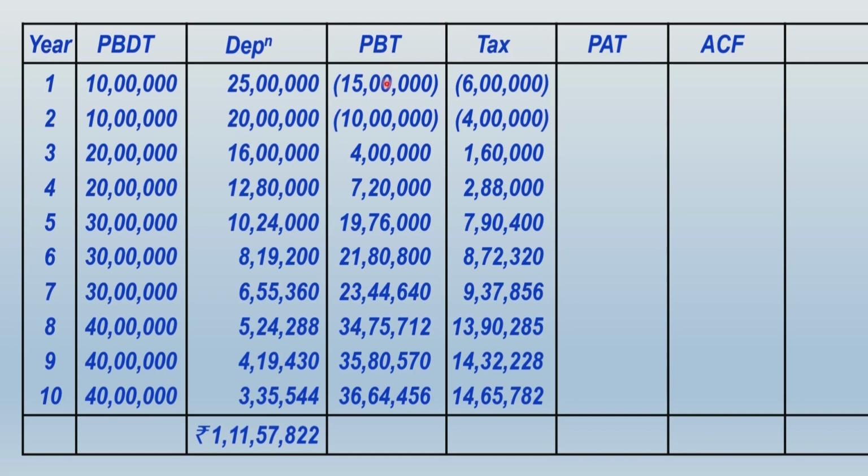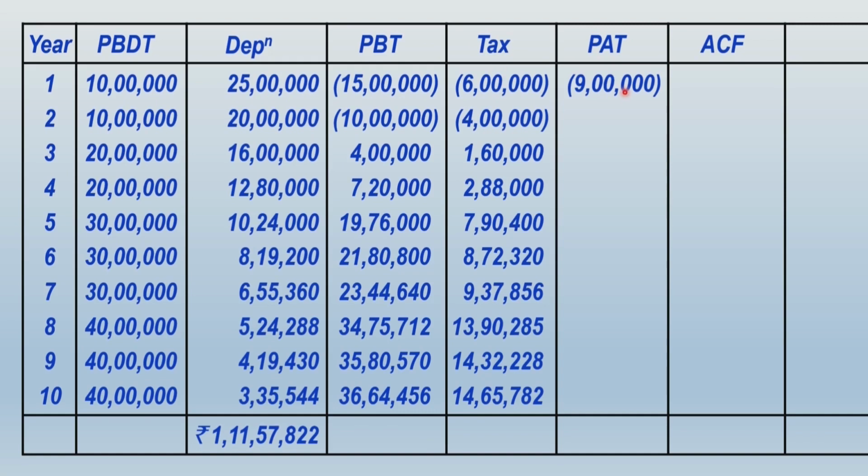So it is minus 15 lakhs minus of minus 6 lakhs, which will actually make it minus 15 lakhs plus 6 lakhs, which will result into profit after tax of minus 9 lakhs. Logically, if we talk, from 15 lakhs of loss, if you have made a tax saving of 6 lakhs, your profit after tax will be only negative 9 lakhs.